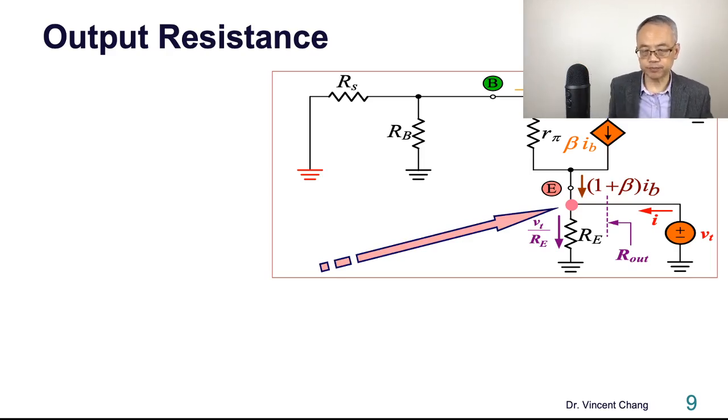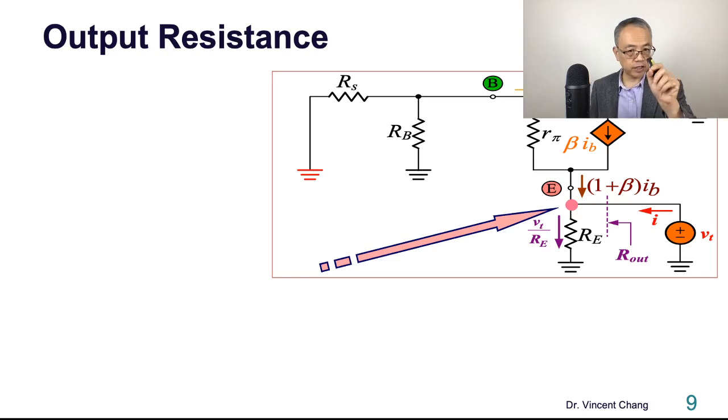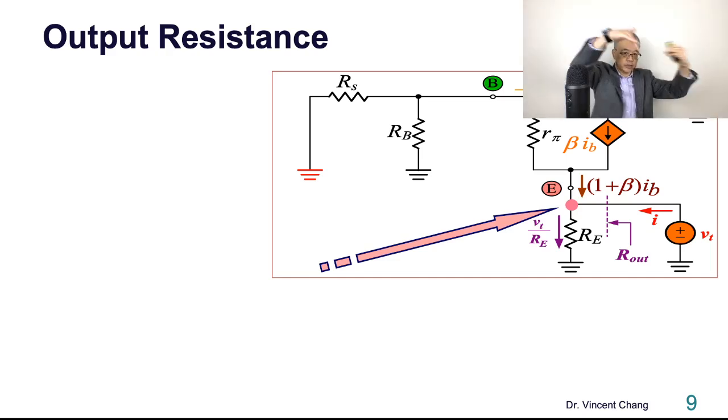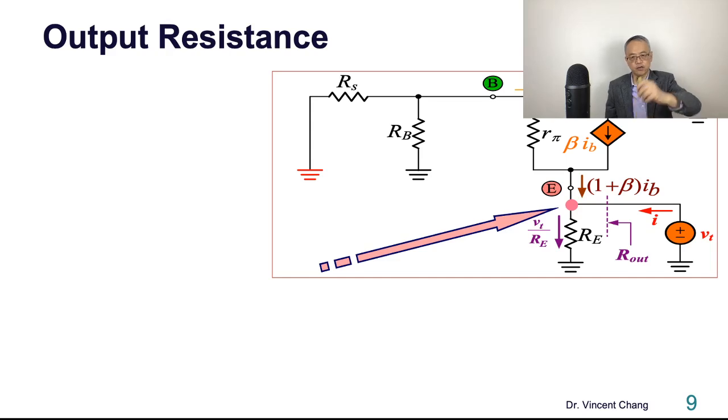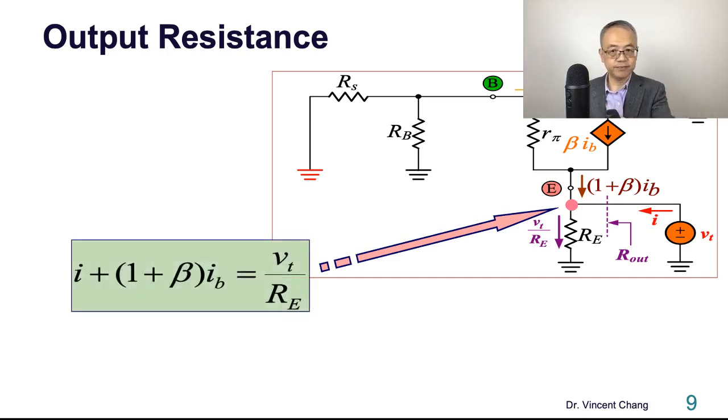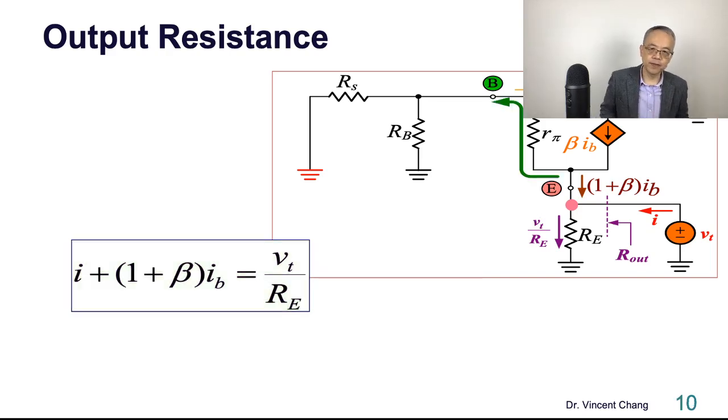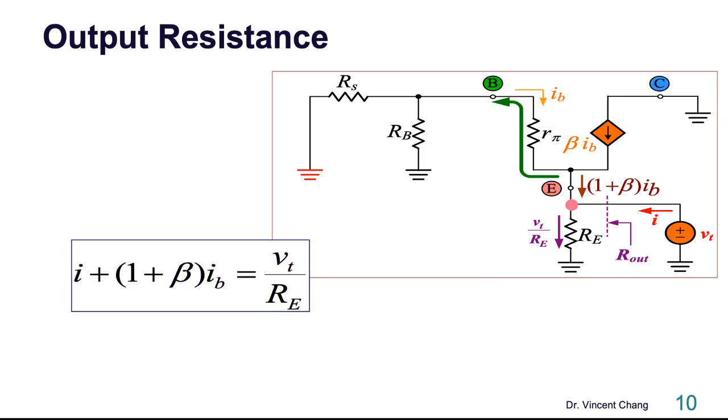So what's the relationship? Based on the Kirchhoff current law, the sum of the two currents equals the current going out of the pink node. Right? And then focus on the relationship between VT and I. So IB is the one that you want to replace, this base current, the unwanted variable. So what is the IB? IB is the opposite of the green current.